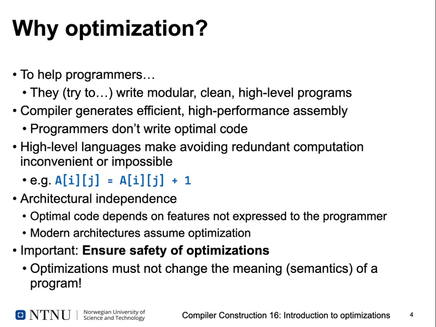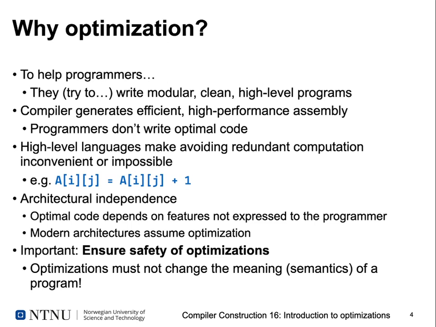So why do we need optimization? Now, we want to support the programmer. So programmers should try to at least write modular, clean, high-level programs that should be portable, that should be supportable. So essentially, if you look at your program half a year later, you shouldn't really spend days and days trying to figure out what it was doing. And our compiler, on the other hand, generates efficient, high-performance assembler.